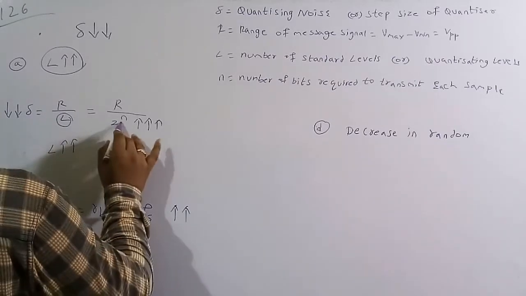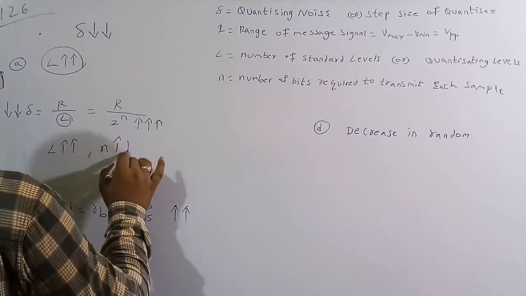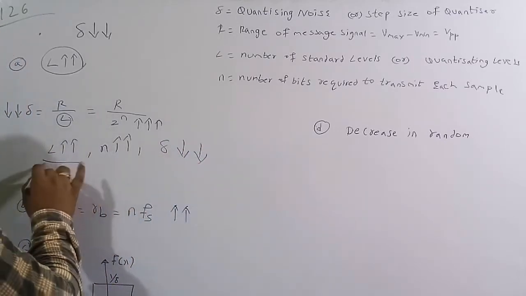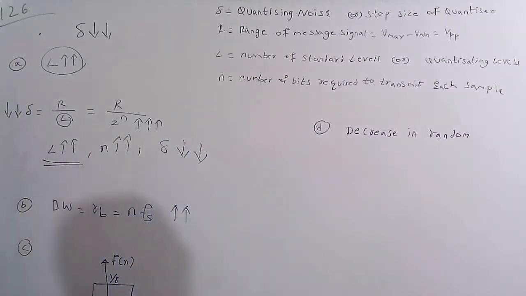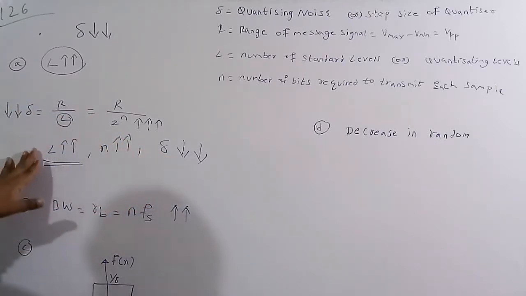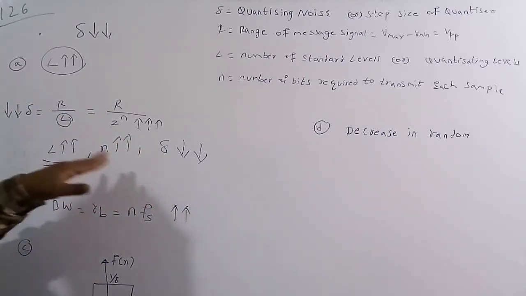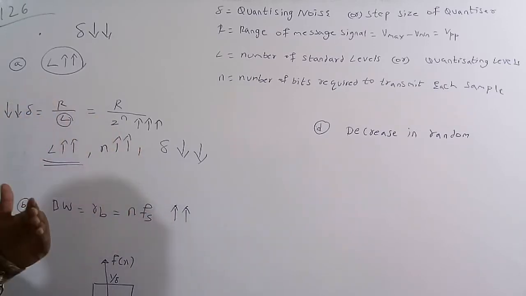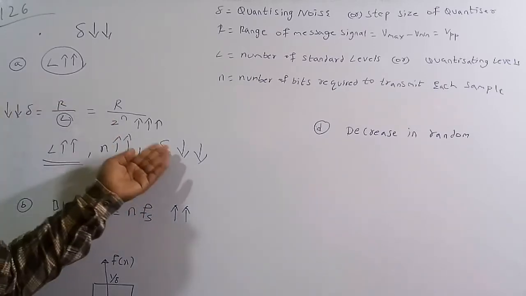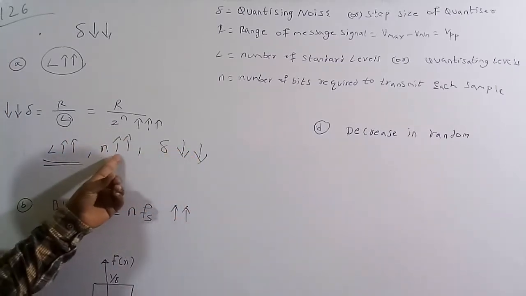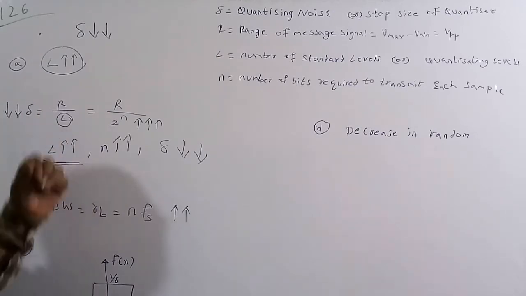L increases means the n value must increase, then only the delta value decreases. Therefore L is called the number of standard levels. So when delta decreases, the number of standard levels increases, or we can also say the number of bits increases. Yes, option A is correct. Whenever delta decreases, the number of standard levels will increase and also the number of bits will increase, based on this formula.